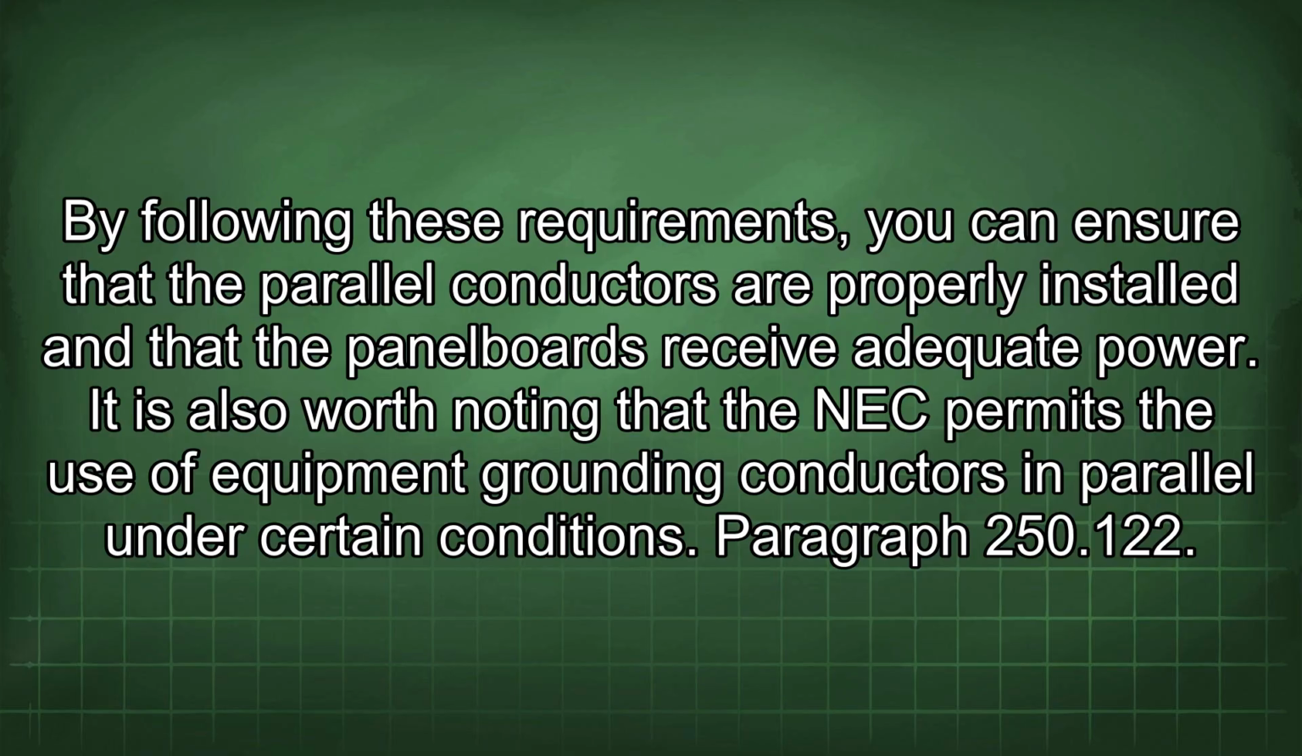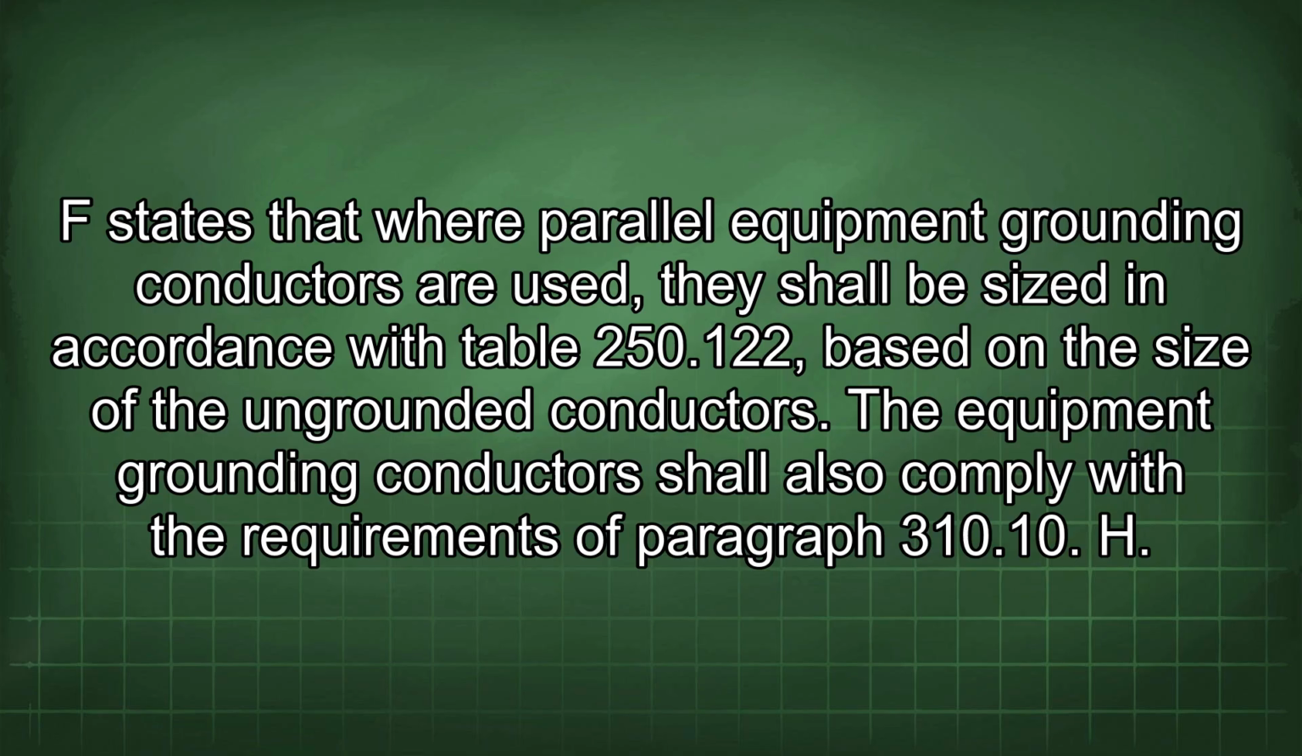panelboards receive adequate power. It is also worth noting that the NEC permits the use of equipment grounding conductors in parallel under certain conditions. Paragraph 250.122(F) states that where parallel equipment grounding conductors are used, they shall be sized in accordance with Table 250.122 based on the size of the ungrounded conductors. The equipment grounding conductors shall also comply with the requirements of paragraph 310.10(H).